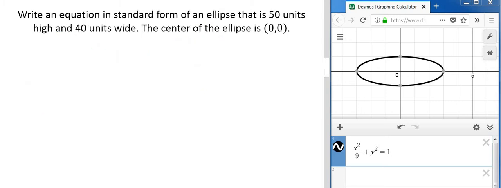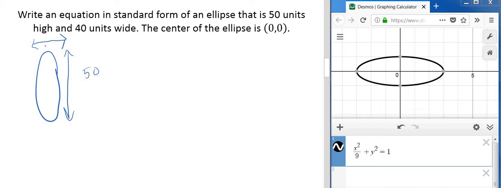So let's do another example. Write an equation in standard form, an ellipse that's 50 units high, 40 units wide. 50 high, 40 wide. So let me just sketch an ellipse. Now it's not going to be that exaggerated, but this whole distance they're telling us is 50, and this whole distance, again I didn't draw it to scale even close, would be 40. So what does that mean? Well, if this whole distance is 50, can you tell that A would be 25? It would be half that, right? If you went from the center. And B would be 20. Could just be half of that.